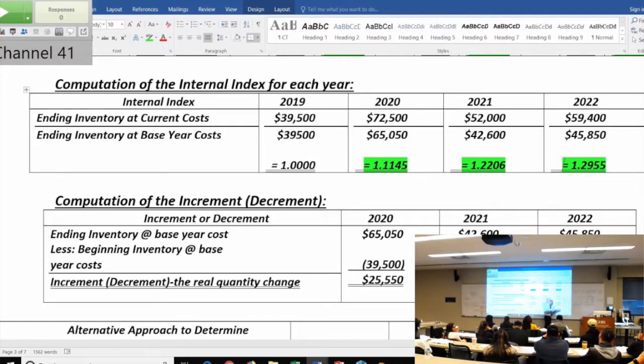3250 increase in units. What's the unit price? The price index. So all you need to do is multiply the unit change by the index, and that would give you the value of the inventory. I'm going to show you that in just a minute.